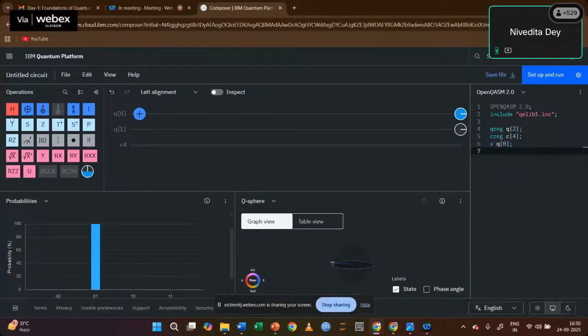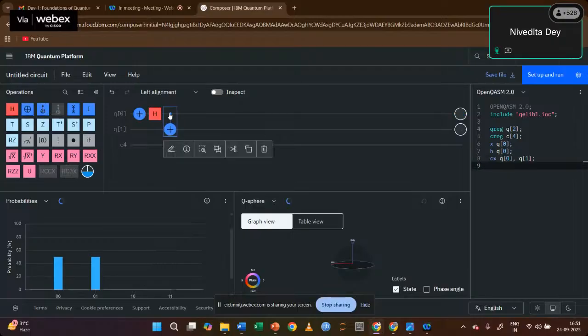Now if I apply the similar thing over here, say I have a NOT gate followed by a CNOT, what you are going to get here also is a 0,0 and 1. Now how to verify that? Just verify it through the mathematics or the matrix.